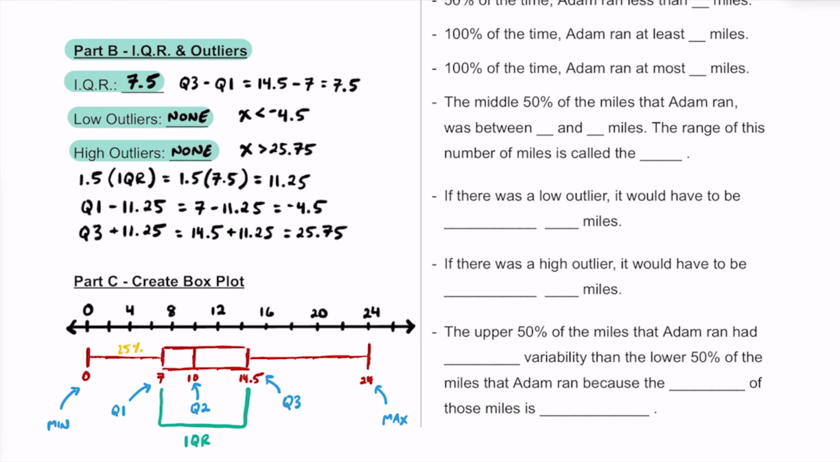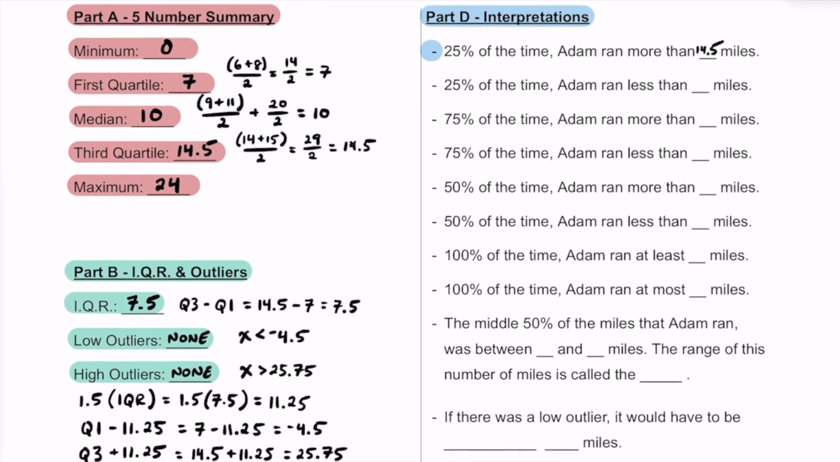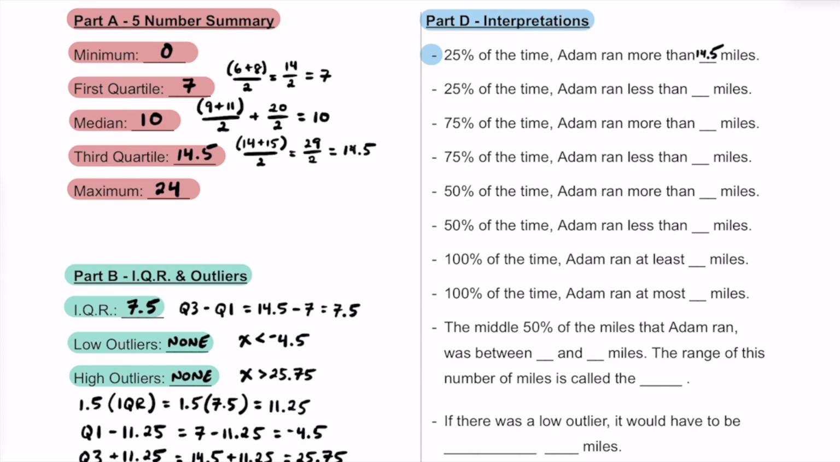So 25% of the data is between 0 and 7. Then our next 25% of the data is going to be between 7 and 10 miles. We have 25% of the data which is going to fall between 10 miles and 14.5 miles, and then 25% of the data is going to fall between 14.5 miles and 24 miles. So when the question asks us about 25% of the data being more than what number, that's how we know it's going to be more than 14.5 miles.